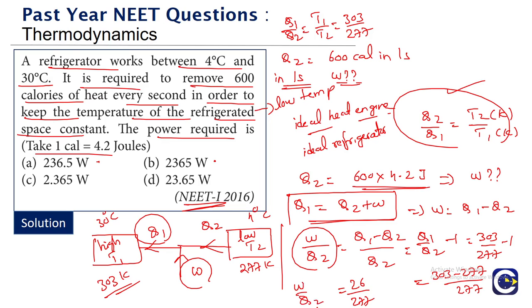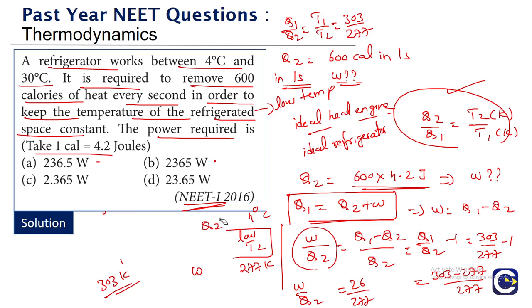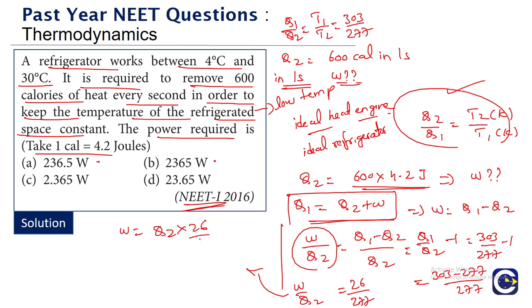That is it, right? So Q2 is known to us. What is it? In terms of joules, it is what? 600 into 4.2 joules. So we'll just have to take the Q2 to the other side. So what we'll have? We'll get the final answer as what? W will be equal to Q2 into 26 by 277, which is 600 into 4.2 joules into 26 by 277.